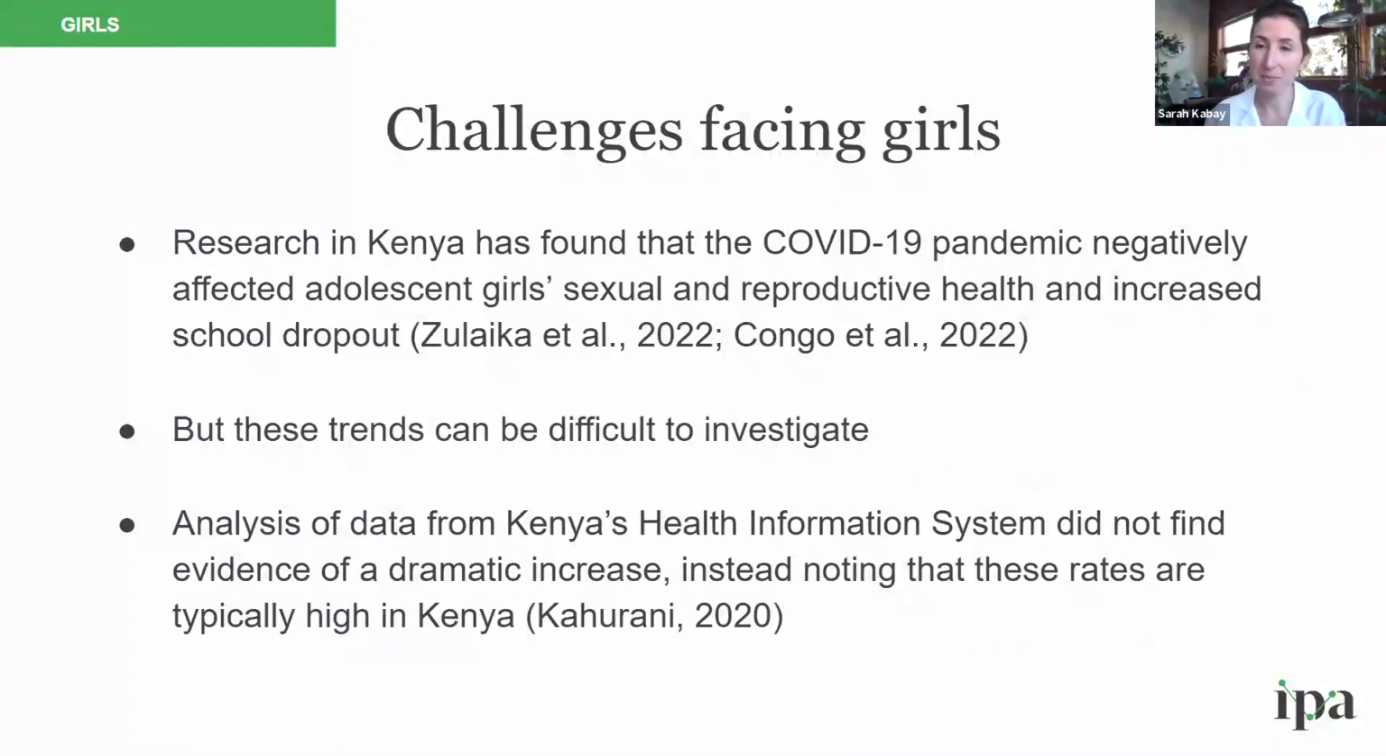So this resonates with experiences from the Ebola epidemic in West Africa, recognizing that girls are uniquely vulnerable and that school closures in particular can have negative impacts on their sexual and reproductive health. Also important to acknowledge that these trends can be very difficult to investigate. There are challenges around getting data, especially during the period of social distancing, such as whether young women were still attending health centers, to recognize the need for really thoughtful and nuanced data on these issues.